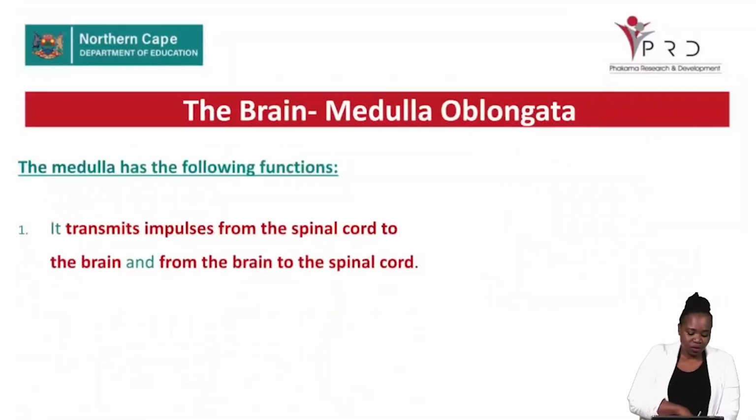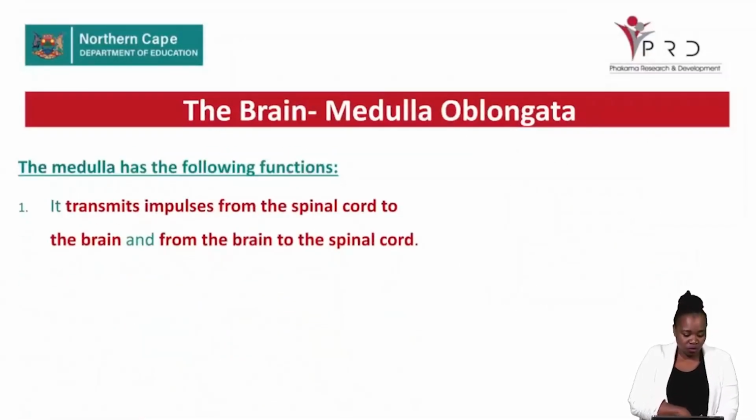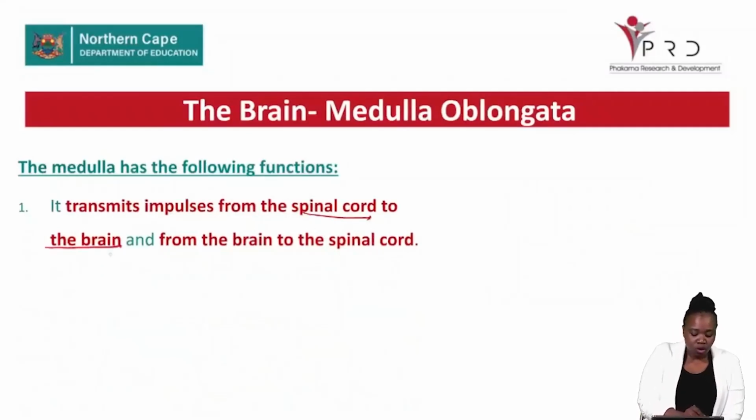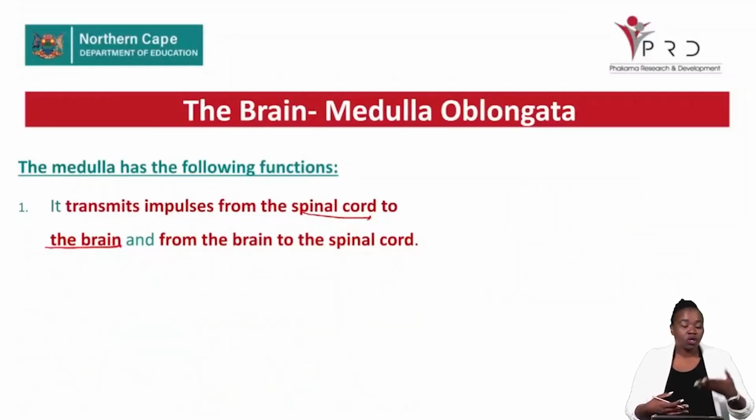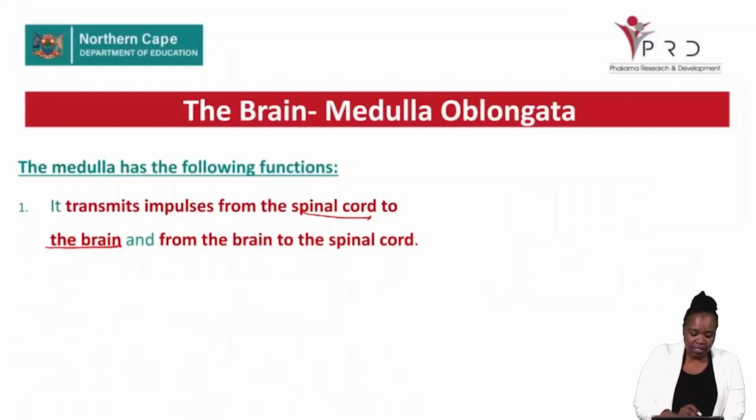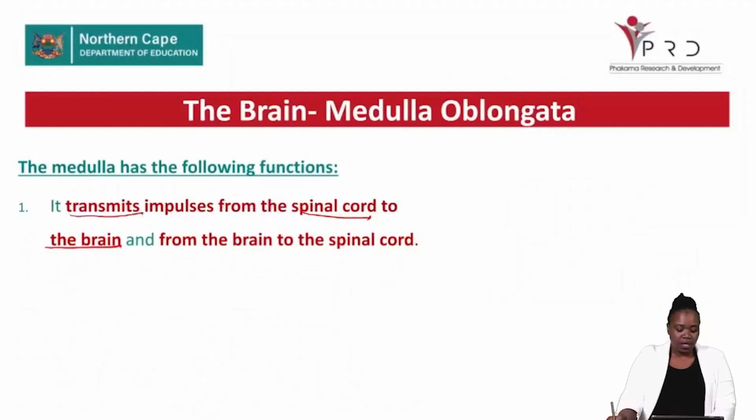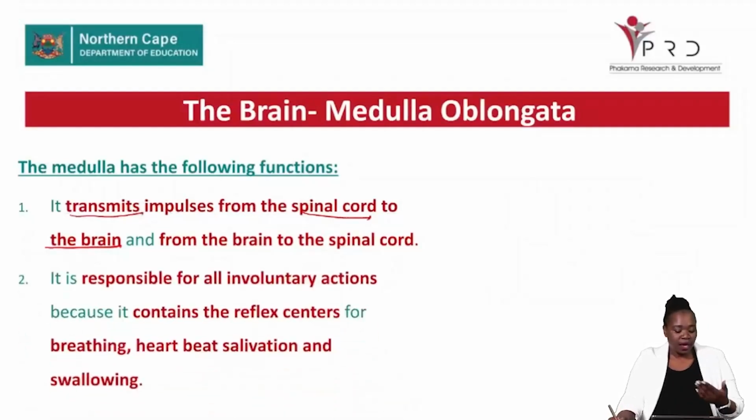Now, what does the medulla oblongata do? What are the functions of the medulla oblongata? So it transmits impulses from the spinal cord to the brain. So impulses, messages from the external environment, move from the spinal cord to the brain. So because the medulla oblongata is found right between these two, it is the one that is able to transmit these impulses from the spinal cord to the brain and from the brain to the spinal cord. So it is a vice-versa movement of these impulses.